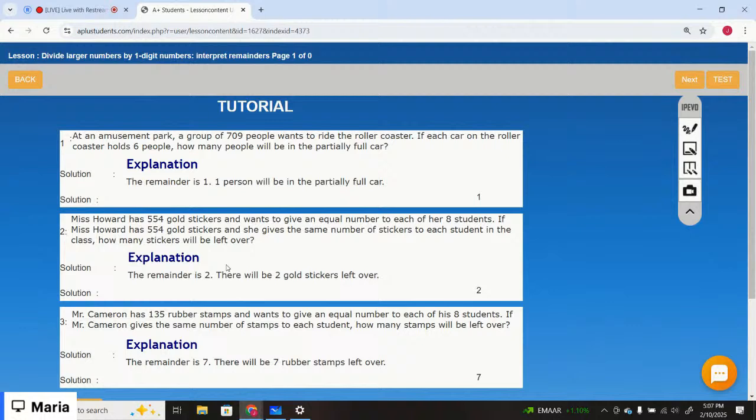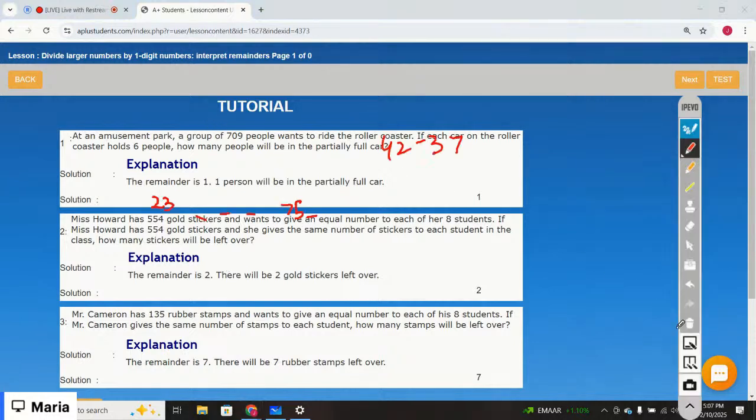At an amusement park, a group of 709 people wants to ride the roller coaster. If each car on the roller coaster holds 6 people, how many people will be in the partially full car? So you have to divide 709 by 6, right? Let's just divide.